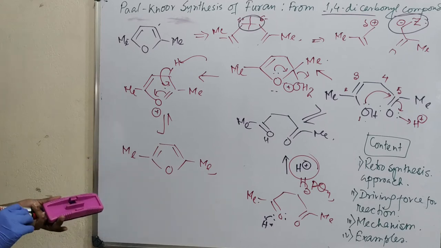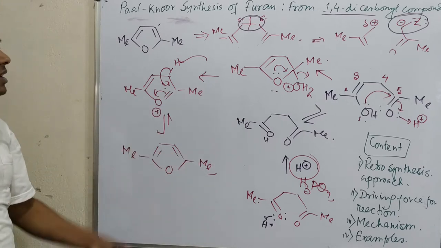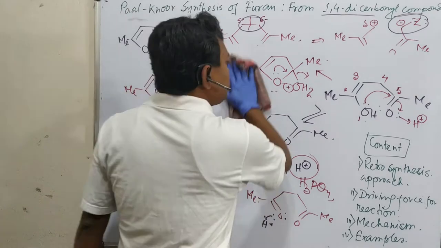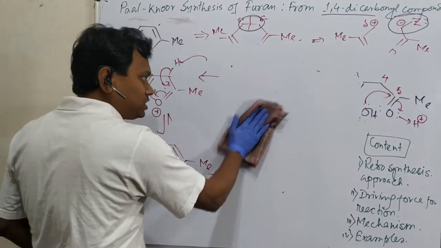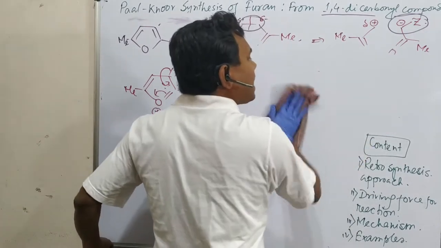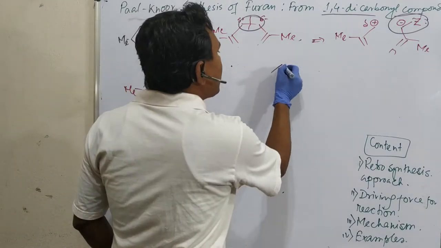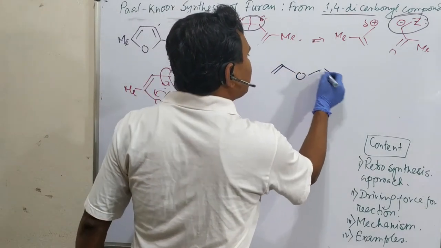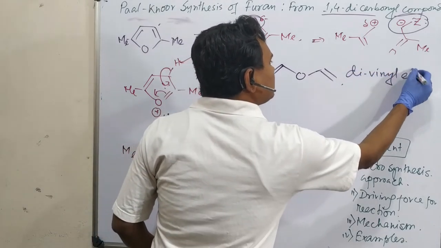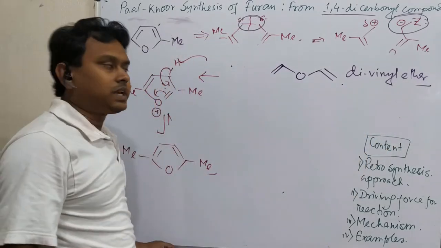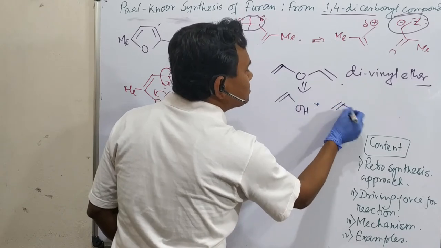Now, one fundamental question: is this reaction that much easy? It's a vinyl ether. Is vinyl ether formation that much easy? The answer is no. Because logically, if it is easy, then we could have easily got this molecule. What do I mean? Divinyl ether. This is called divinyl ether. This could be prepared from this plus this.